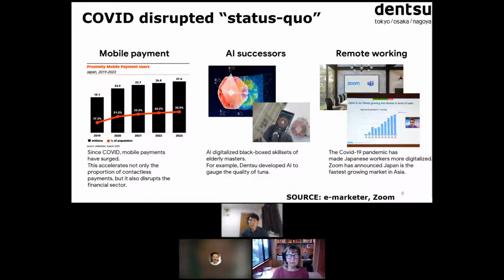For example, Dentsu, our company, developed artificial intelligence to gauge the quality of tuna with image recognition technique. Finally, let me introduce how COVID changed our work style. Before COVID, Japanese enterprises rarely allowed their employees to work from home. However, after COVID, they changed the company's policy drastically. For example, Zoom announced Japan is the fastest growing market in Asia in 2020.